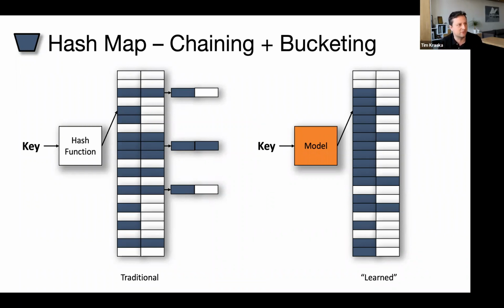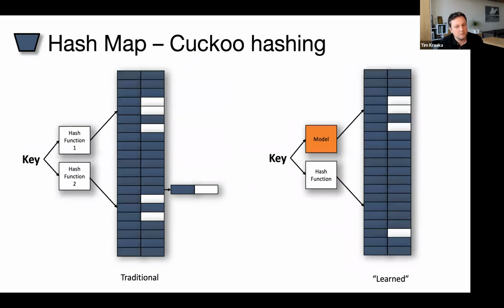So the chance that you actually create a conflict goes down, but still the effect is there. You can also do that with cuckoo hashing, so that you have 2 hash functions and one of them might potentially be a model. So the idea of using a model to reduce the number of conflicts is completely independent of the hash map structure you use.